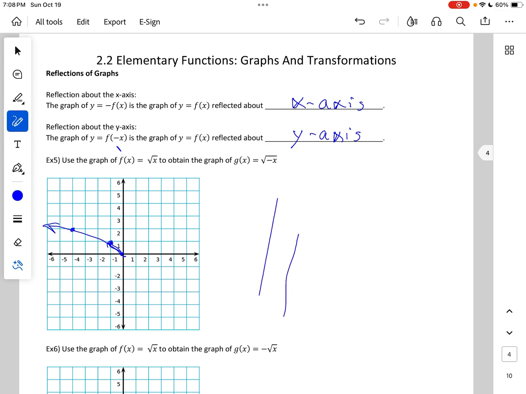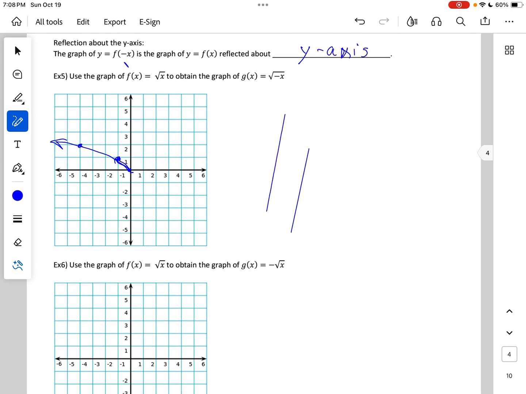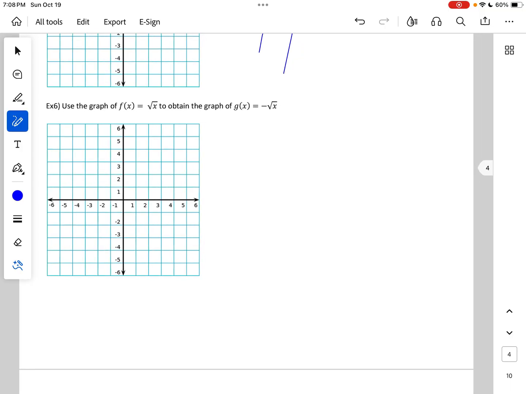Our next one, there we go, is negative on the outside. So instead of it reflecting over the y-axis, it's going to be reflecting over the x. So instead of going up 1, I'm going to be going down 1. The square root of 4 is 2. So I'll be shooting off from there, off like that.